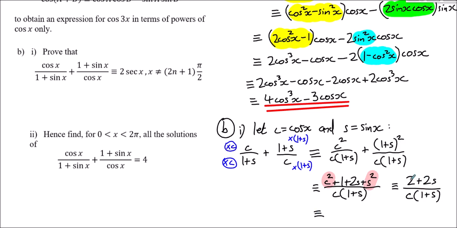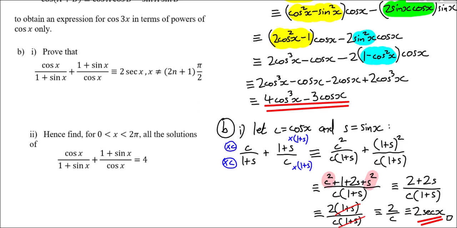This can be factorized, of course. So 2 plus 2 sine is 2 lots of 1 plus sine, all over cosine 1 plus sine. Now we see that top and bottom will cancel. So we get 2 over c. Then just defining what c actually was, c was obviously cos x. So 2 over cos x is the same as 2 sec x as required. And so we're done. Well done for B part 1, at any rate.